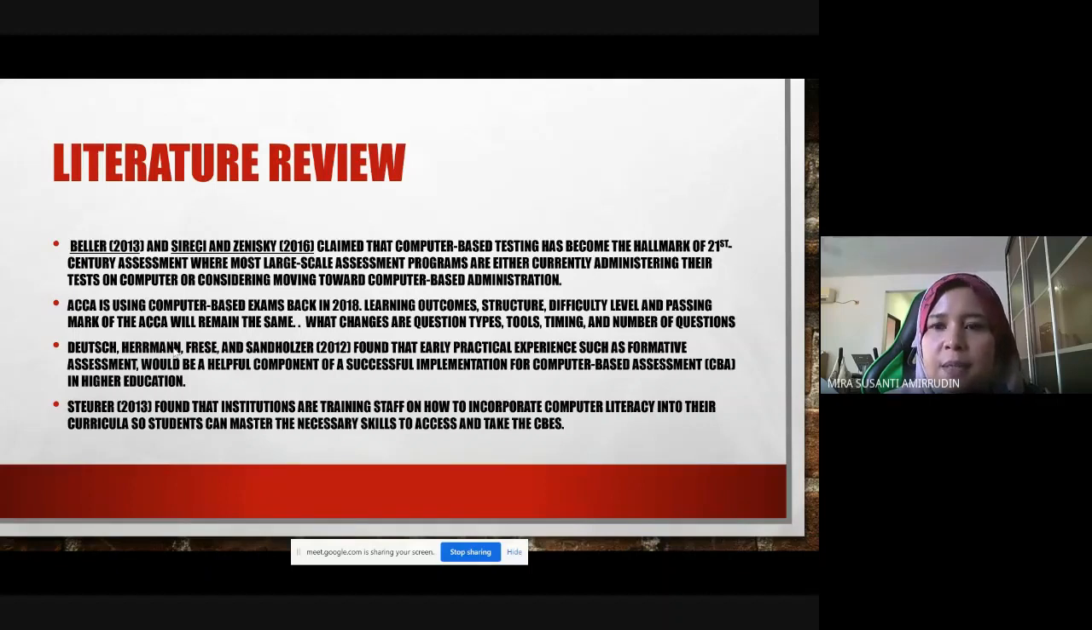Because if you look at it from the ACCA part, we can see that they have changed from paper-based to computer-based, so they have experience of the ACCA exam on paper-based before. Students also found that institutions are training staff on how to incorporate computer literacy into their curricula. So for the lecturers in the ACCA, we have been trained with the necessary skills to make sure that the students are able to get the knowledge on how to sit for this computer exam.